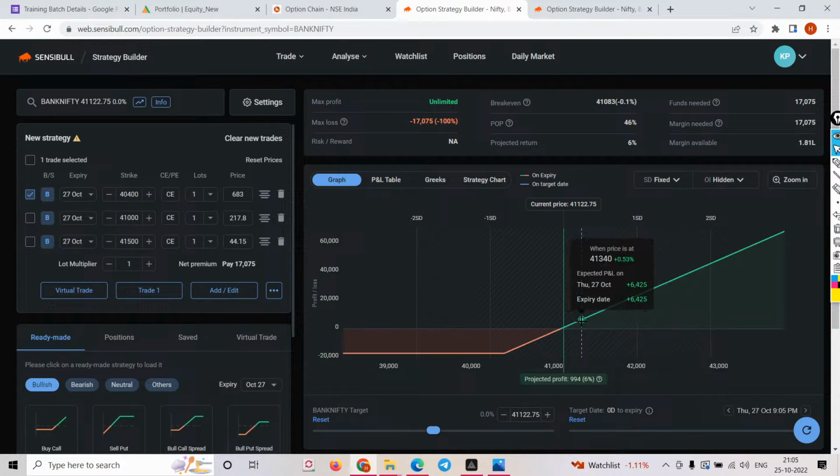Let's say 0.5%, you will get a huge profit, 6,425 in the money. This is in the money, friends, 40,400, because your in the money delta will be very high. So what is delta? I've already made a video on it. Whenever the underlying instrument makes a 0.5% upside move, you will get a huge profit because you have high delta. High delta is high profit. When the market moves 0.5%, you will get like 6,000 profit.